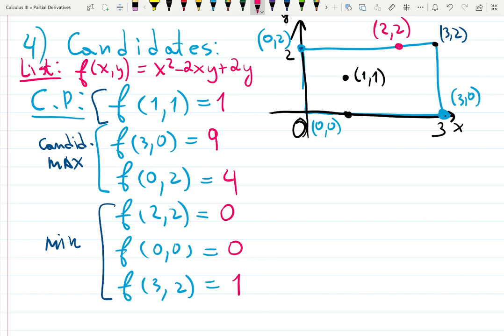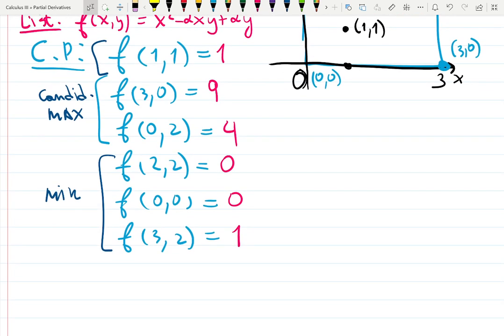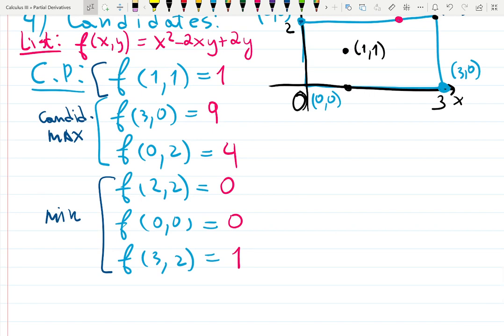So what is the largest height on the shape, which is called x squared minus 2xy plus 2y? 9. So let me make it beautiful in the box. This is the max.